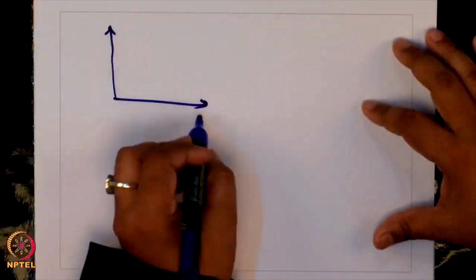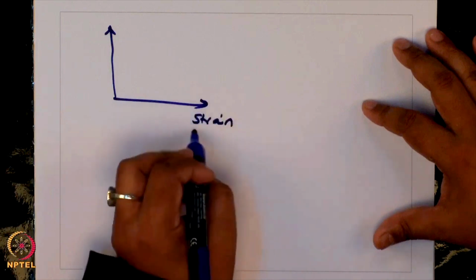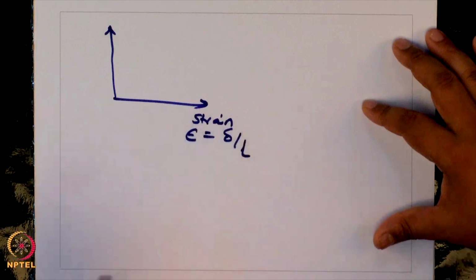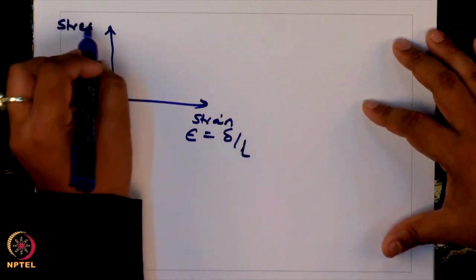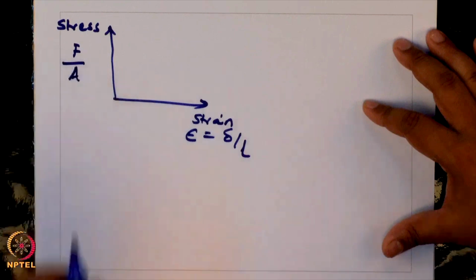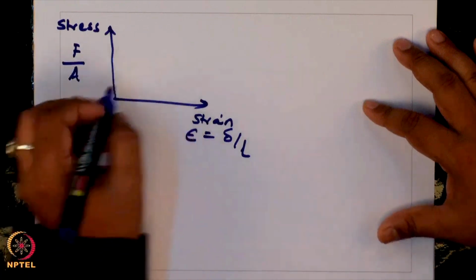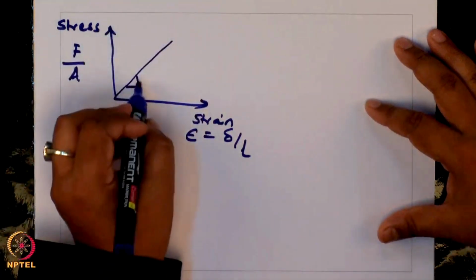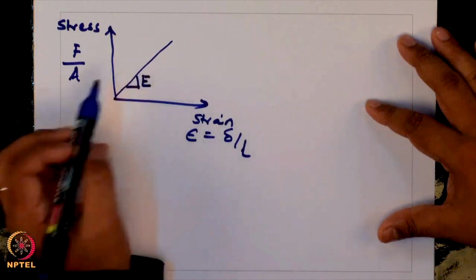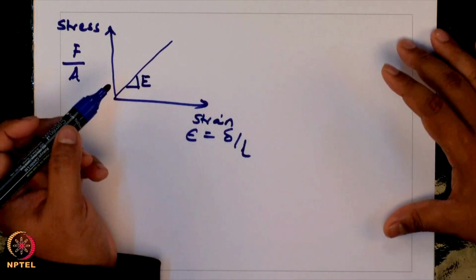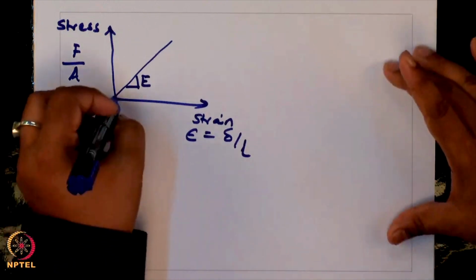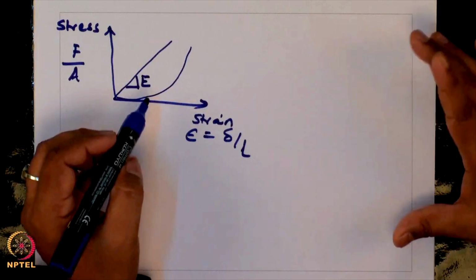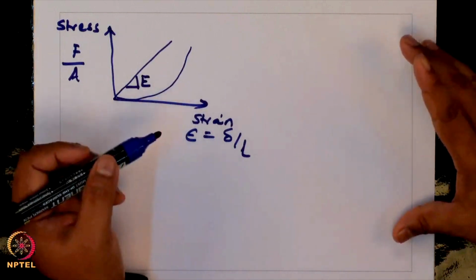So, what do we mean by that? In a stress strain curve, if this is strain epsilon, which is defined by the extension divided by the original length, and this is my stress, which is defined as force per unit area, then if your stress versus strain is linear, the slope is the Young's modulus of elasticity of this solid. However, if the curve looks like this, then this is nonlinear elasticity, where your slope keeps on changing.